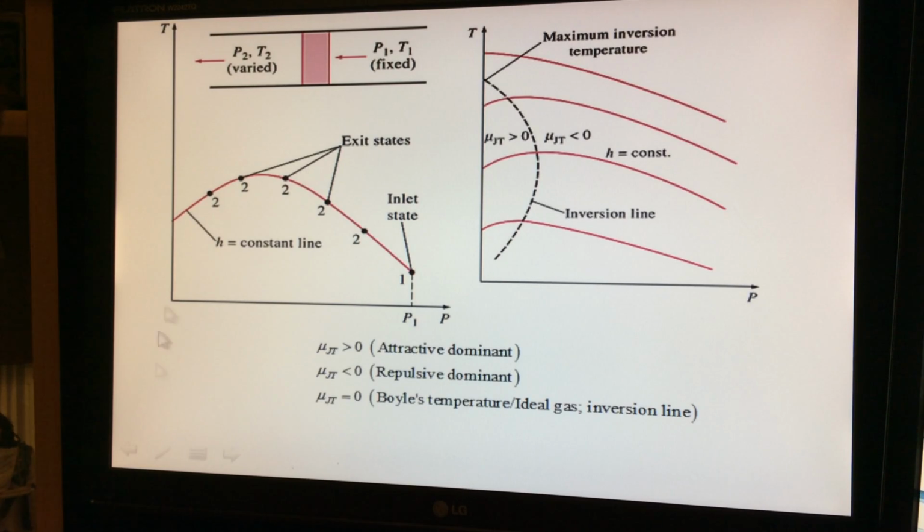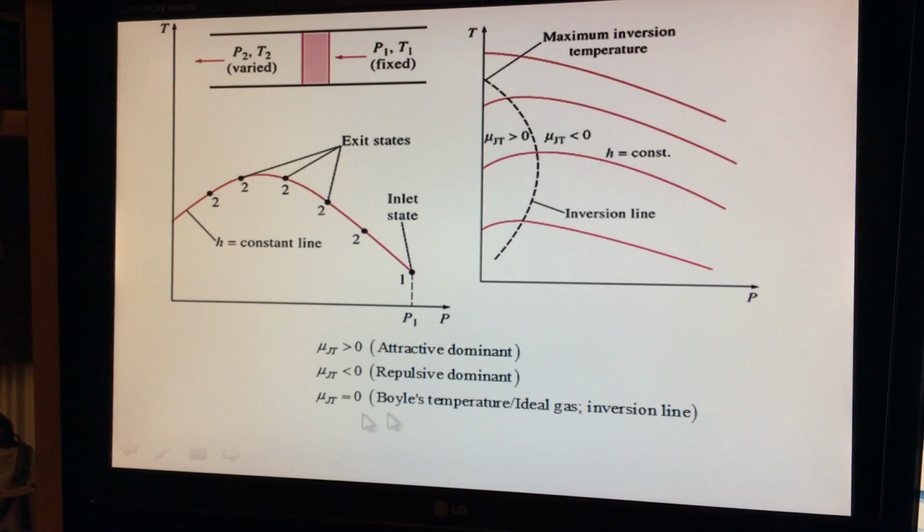Another way to look at it is for mu_JT greater than 0, we have a situation where obviously the fluid is cooling, and cooling is possible when the net attractive forces dominate in the fluid at that condition. When mu_JT is less than 0, then the net repulsive forces dominate the fluid, and therefore the fluid will actually heat up when it exits the porous plug or when it passes through the restriction valve.